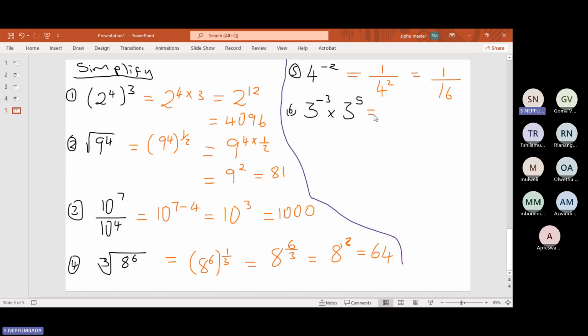And this is equal to 3 to the exponent of minus 3 plus 5, which is 3 to the exponent of 2, which is equal to 9. Are we fine?